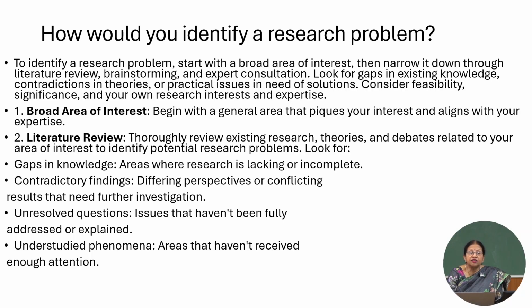To identify a research problem, start with a broad area of interest, then narrow it down through literature review, brainstorming, and expert consultation. Look for gaps in existing knowledge, contradictions in theory, or practical issues in need of solutions. Consider feasibility, significance, and your own research interests and expertise.